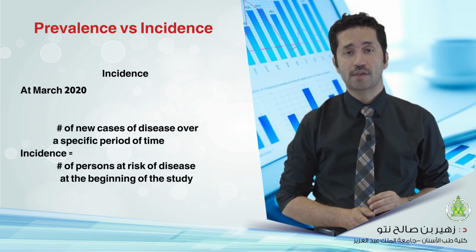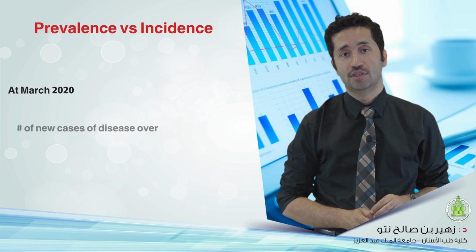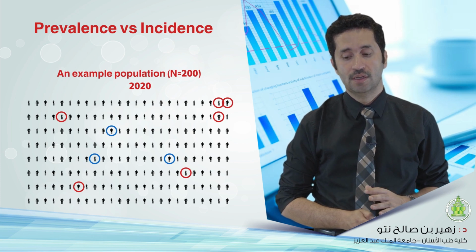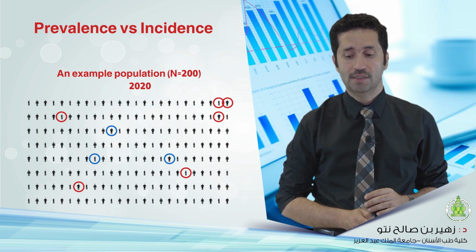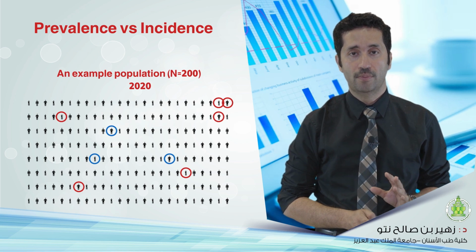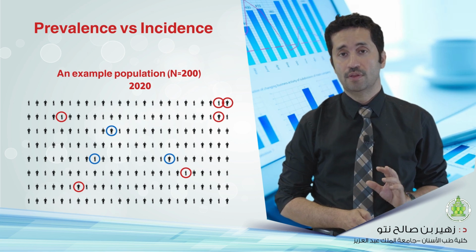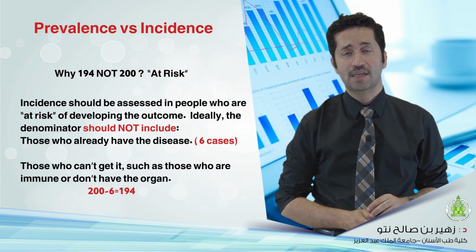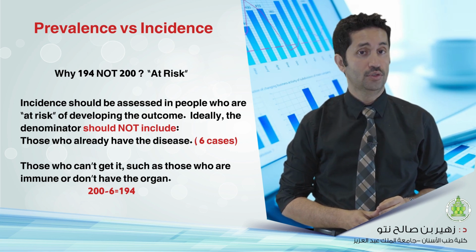However, if we want to calculate the incidence, it is only new cases over our population at risk. So how many new cases do we have? If we look at the following example, we have only 3 new cases. The other 6 in red already had the disease from the beginning. But the 3 cases in blue developed the disease during the study. So now the new cases are only 3. What about the population at risk? In this case, the population at risk is going to be 194, not 200.